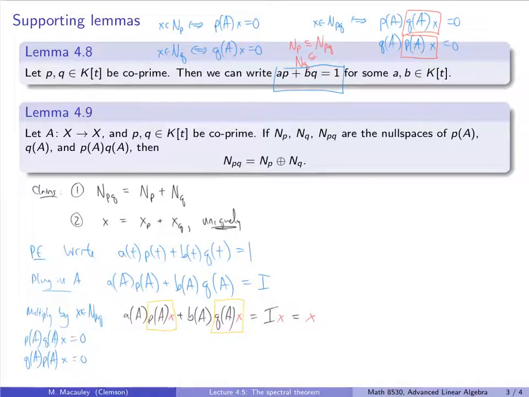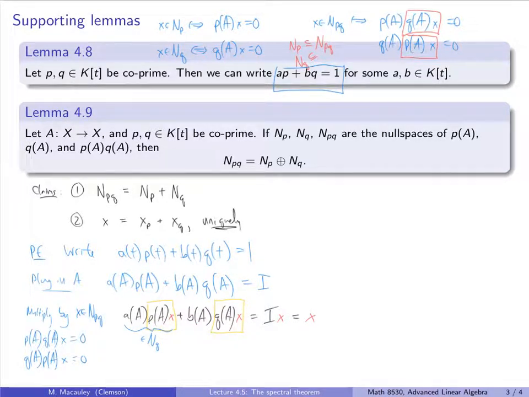So notice that this entire first term, if I multiply it on the left by Q of A, so let's think about what happens if you multiply this by Q of A. Now these polynomials commute because they're polynomials in A. So if I multiply by Q of A, we get P of A Q of A times x, and that's 0. So in other words, this entire term here is in N_Q. It's killed by Q of A.